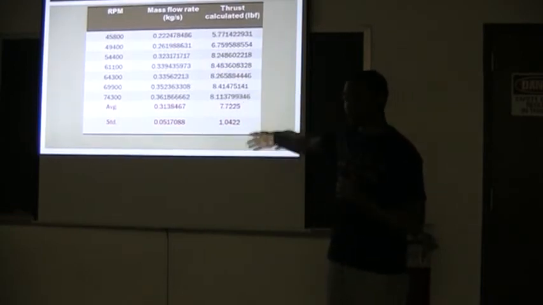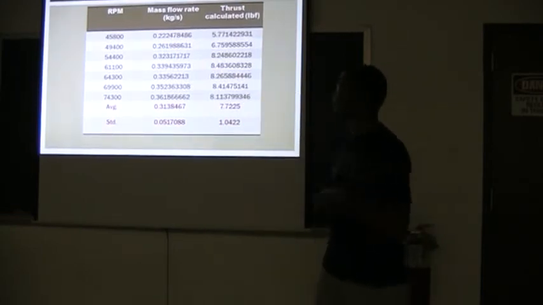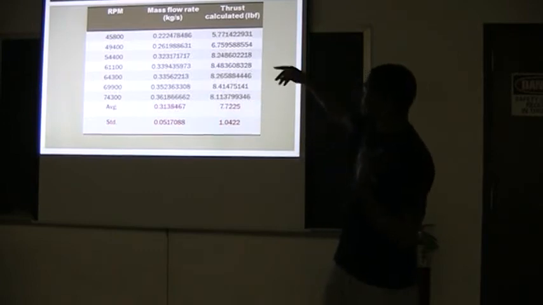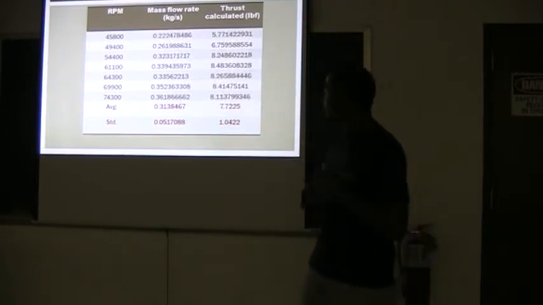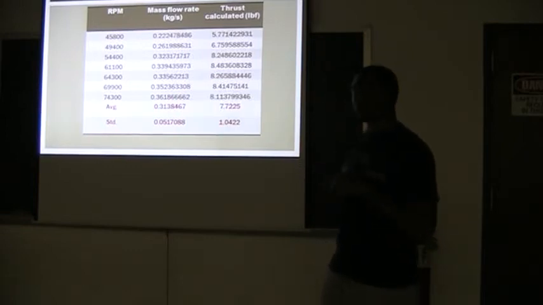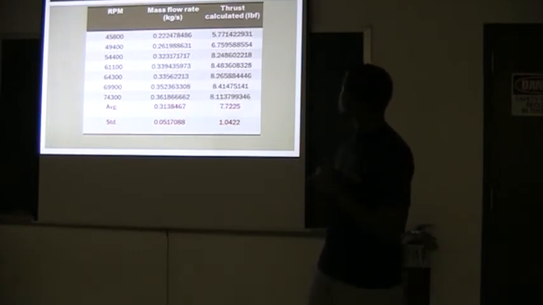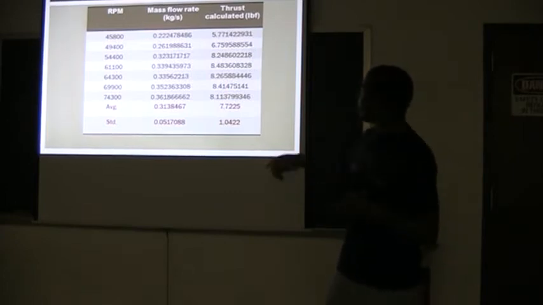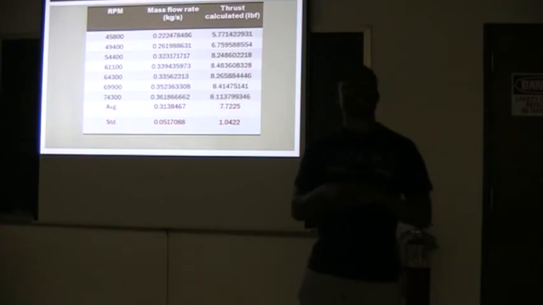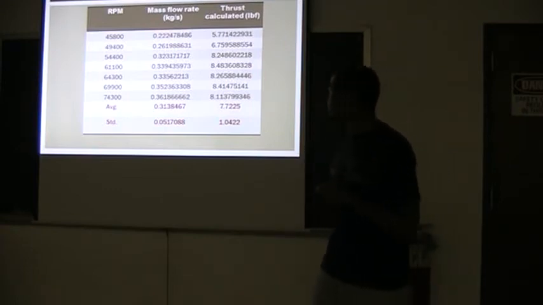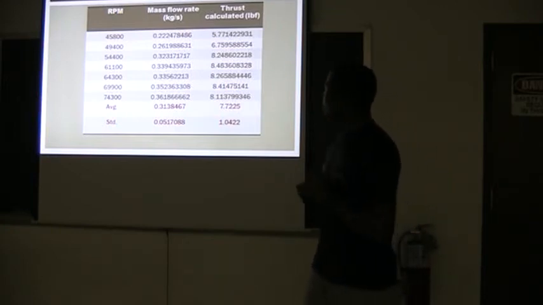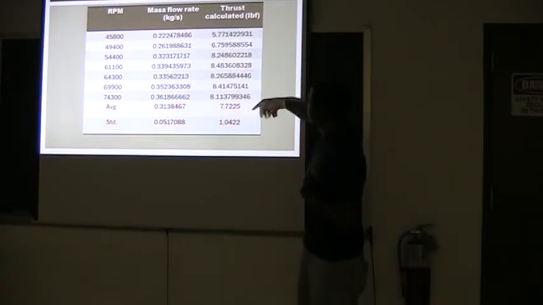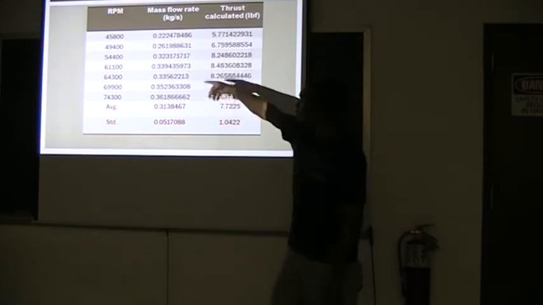Some results I have for the mass flow rate. I used Excel to calculate all of this. I found that the average was about 0.3138 kilograms per second, and the standard deviation was about 0.0517 for the mass flow rate. The thrust I calculated was about 7.72 pound-force, and the standard deviation was 1.04. As you can see, the thrust and the mass flow rate increased with increasing RPM.